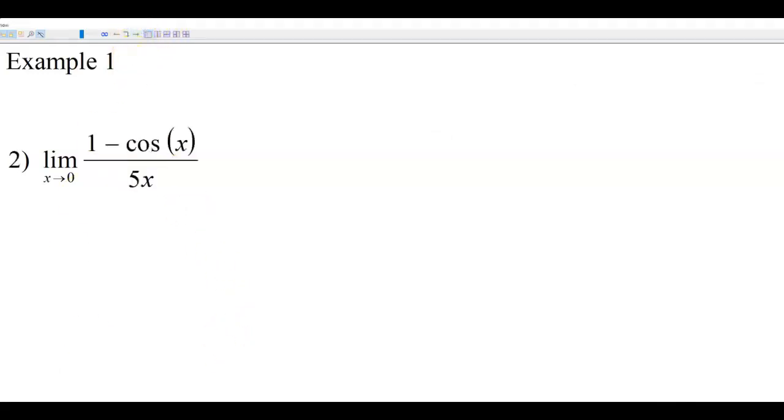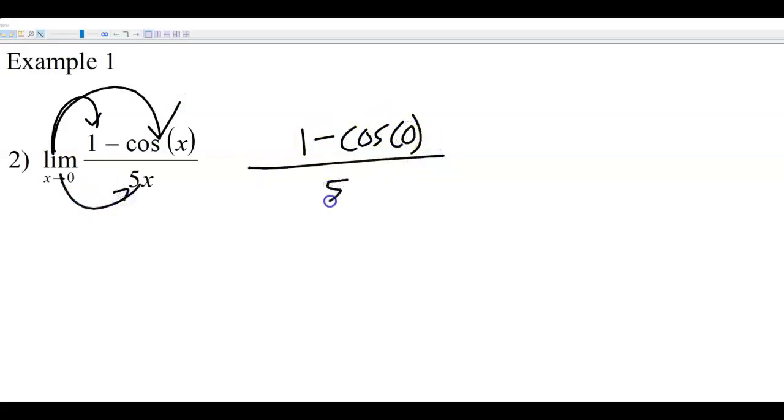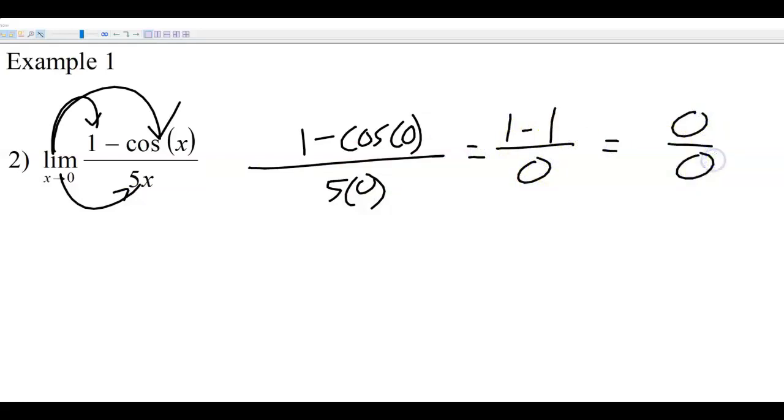A couple of these show you a variety of different situations. All right, so let's go ahead and apply the limit here. If I apply the limit to 1, that's just a constant, so the 1 stays the same. And if I apply the limit here, that's going to give me cosine of 0. And if I apply the limit here, we're going to get 5 times 0. That's going to be 1 minus 1 over 0, which is 0 over 0. And darn it, I got to go back and erase those equal signs because we ended up with the old indeterminate form, but that's the L'Hopital indeterminate form.